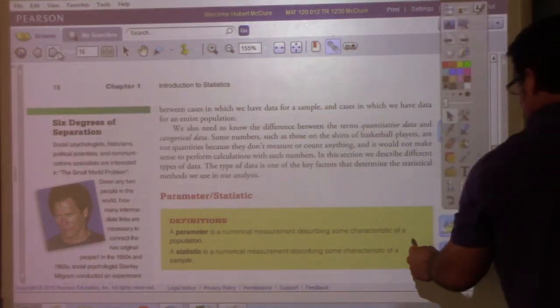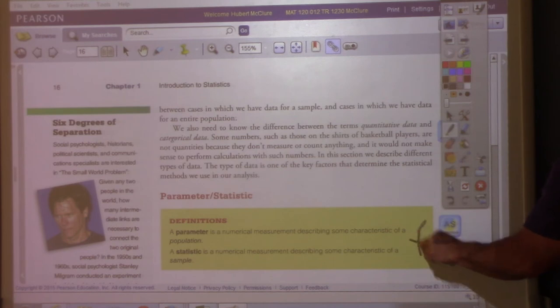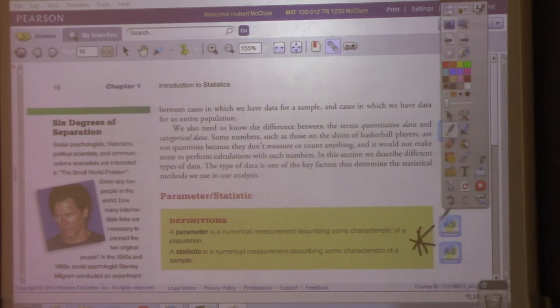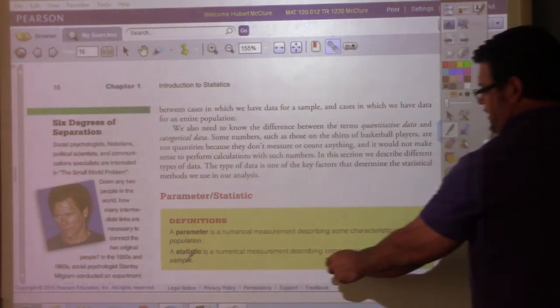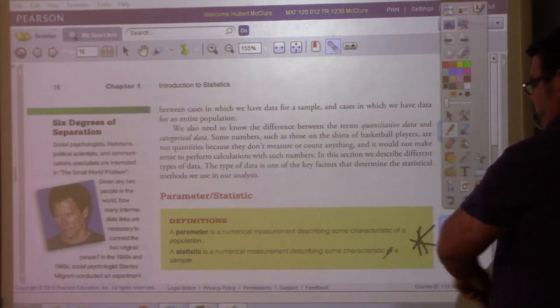Okay. Write these two down. Well, Hubert, we wrote one of them down. No, you didn't. Statistics is one of those words that has two definitions. The first definition usually is with a capital S. It's when it is talking about the world of getting data, obtaining data, calculating data, interpreting data. That's capital S. If you see a lowercase s, that means a numerical measurement describing some characteristic of a sample.